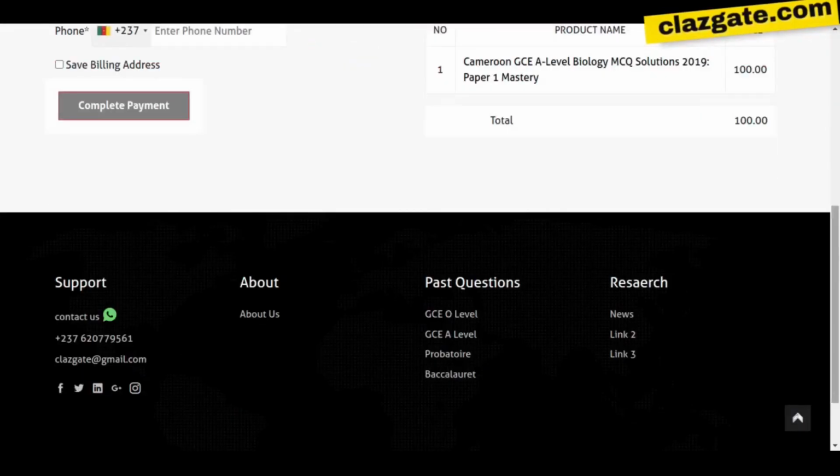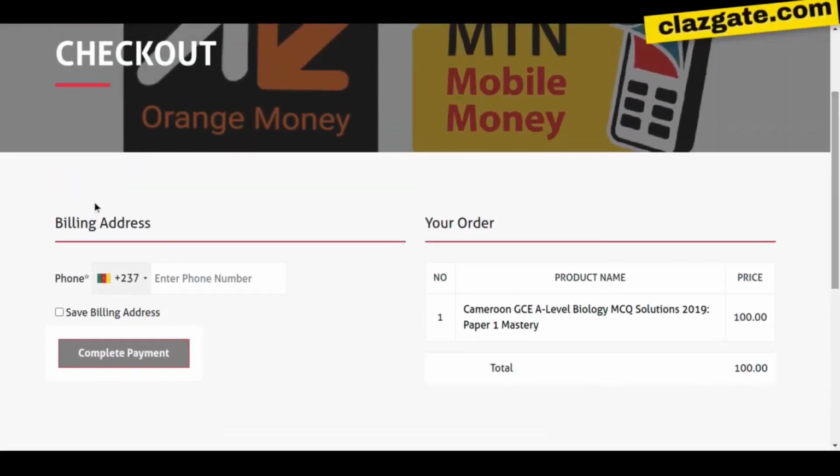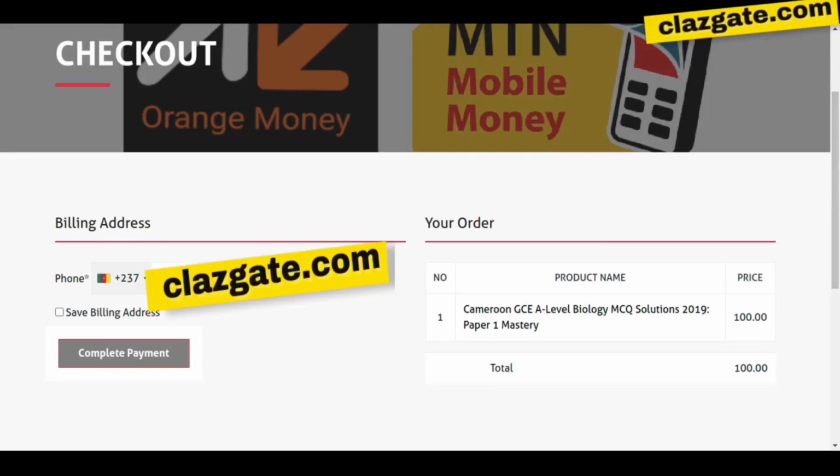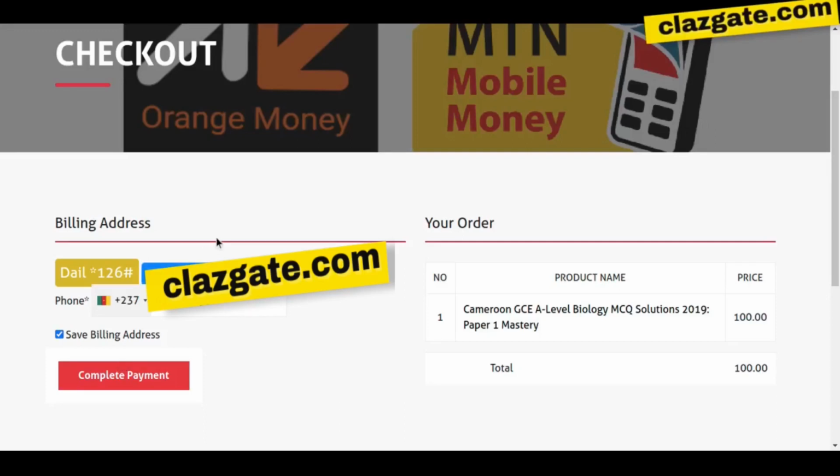What we're buying is Cameroon GCE A-Level Biology MCQ 2019. You'll be prompted to enter your phone number. When you enter the correct phone number, you can save the phone number on ClassGate, or you can choose not to save, depending on you. Click the complete payment button, and a flash message will appear on your phone.